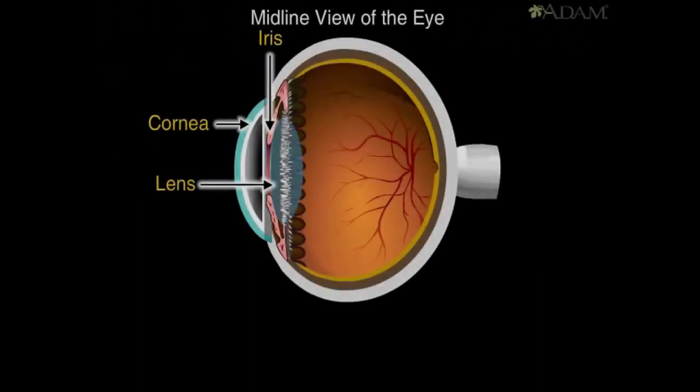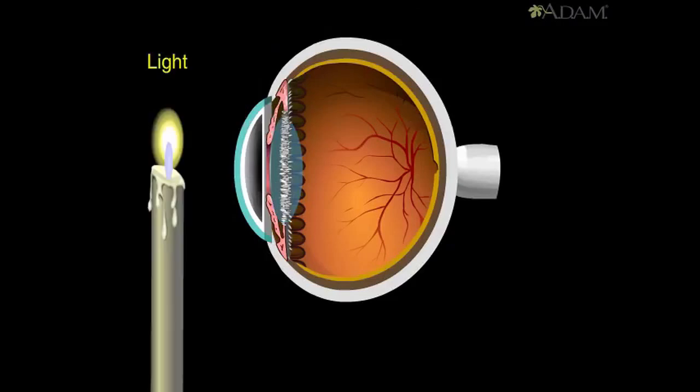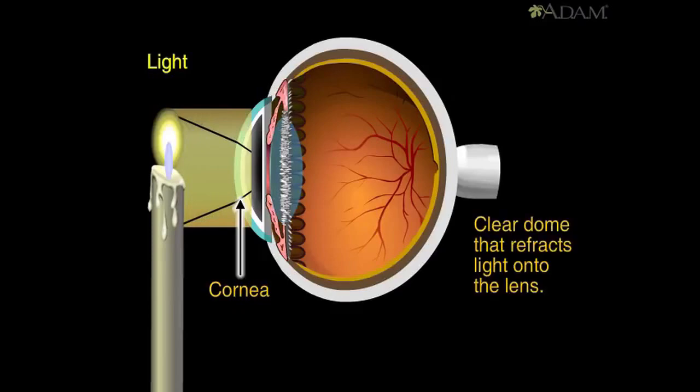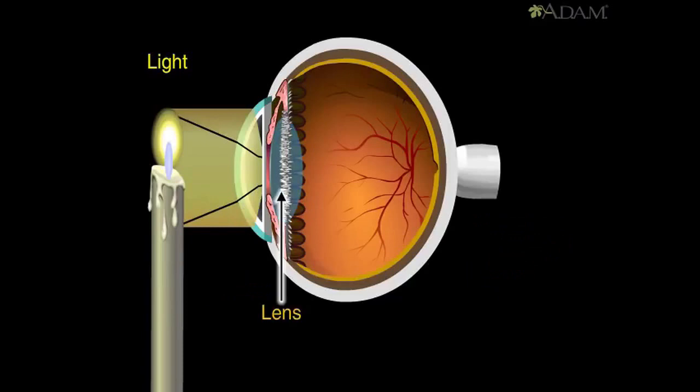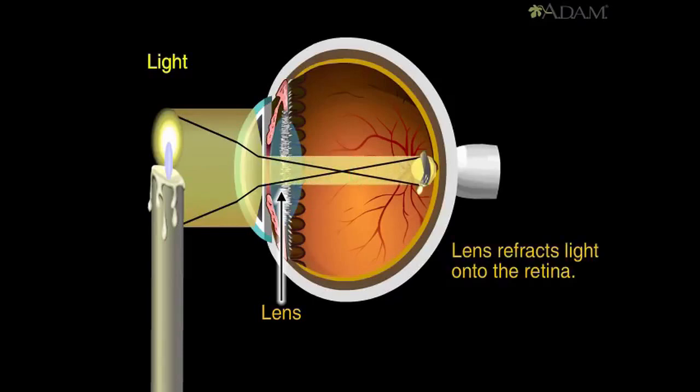The lens directly below it, and the retina, which lines the back of the eye. The retina consists of thin layers of light-sensitive tissue. This candle can help us understand how the eye captures images and then sends them to the brain. First, the candlelight passes through the cornea. As it does, it's bent or refracted onto the lens. As the light passes through the lens, it's bent a second time. Finally, it arrives at the retina, where an image is formed.